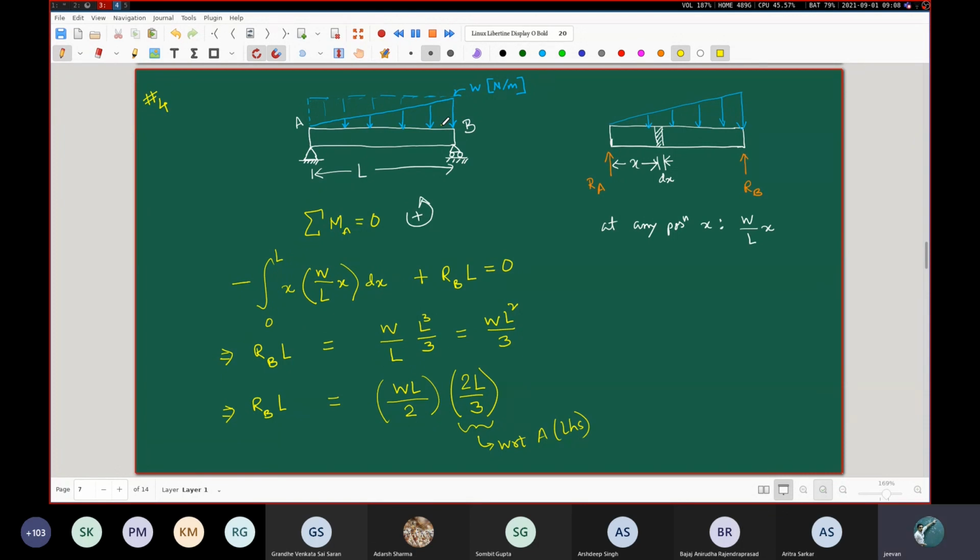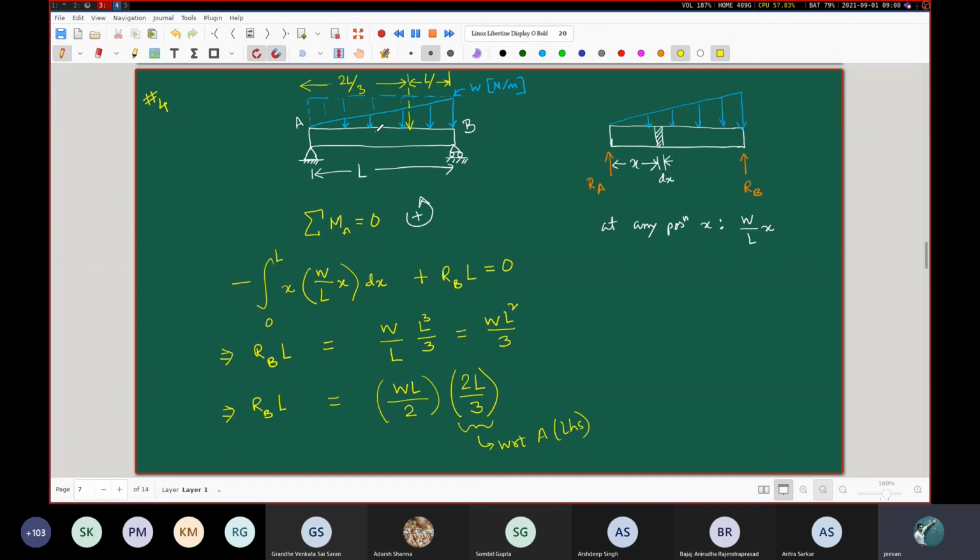Okay, next, suppose I were to ask you to find out the contribution to the moment calculated about the point B, then what do you think the answer would be? W L square by 6. So W L by 2 into L by 3. Okay, because the equivalent force is acting here, where this distance is twice L by 3 and this distance is L by 3.